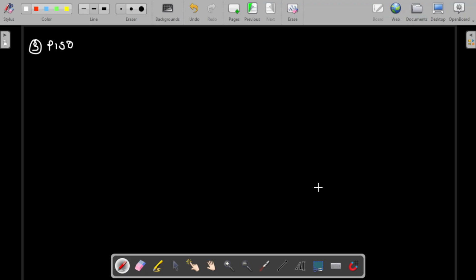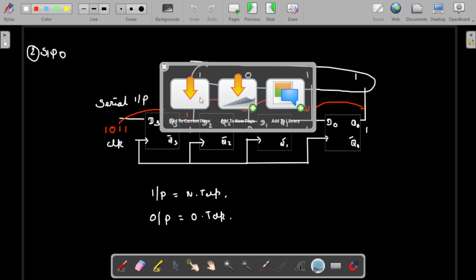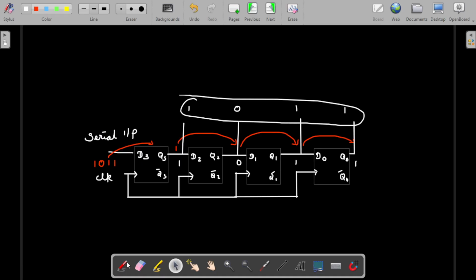Okay, the same thing like previously, let me add over it. So this is parallel input, serial output. Here the serial input is not provided, so here we won't provide it. This way we will be providing the input, each clock pulse providing it this way, but the output is taken serially only.